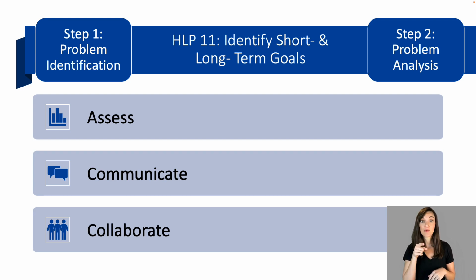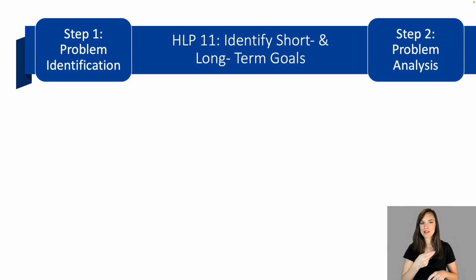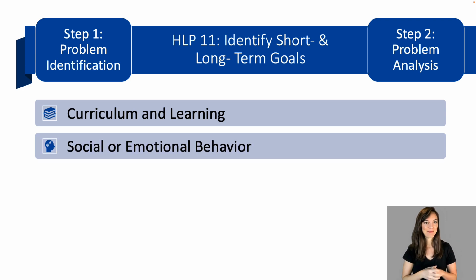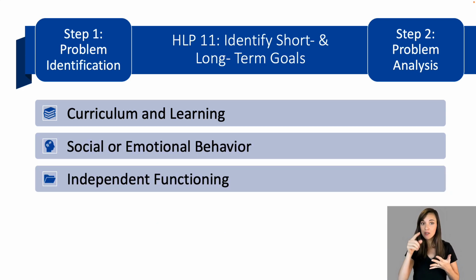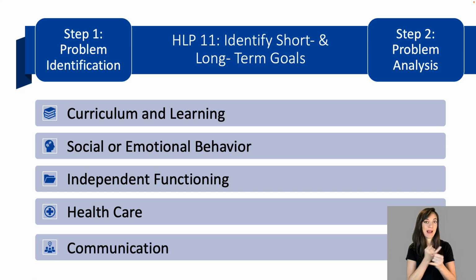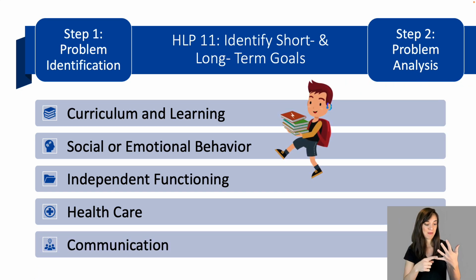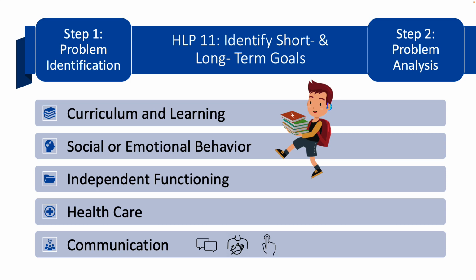Looking for suggestions on assessments to use for students who are DHH? Check out the videos on the assessment HLPs, which are HLP 4, 5, and 6. Goals can be set for any of the domains in the IEP: curriculum and learning, social or emotional behavior, independent functioning, healthcare, or communication. Students who are deaf and hard of hearing may need goals in all of these areas, some of these areas, or only one of these areas. And remember, communication goals can include the use of spoken language, sign language, augmentative and alternative communication, AAC, or a combination thereof.